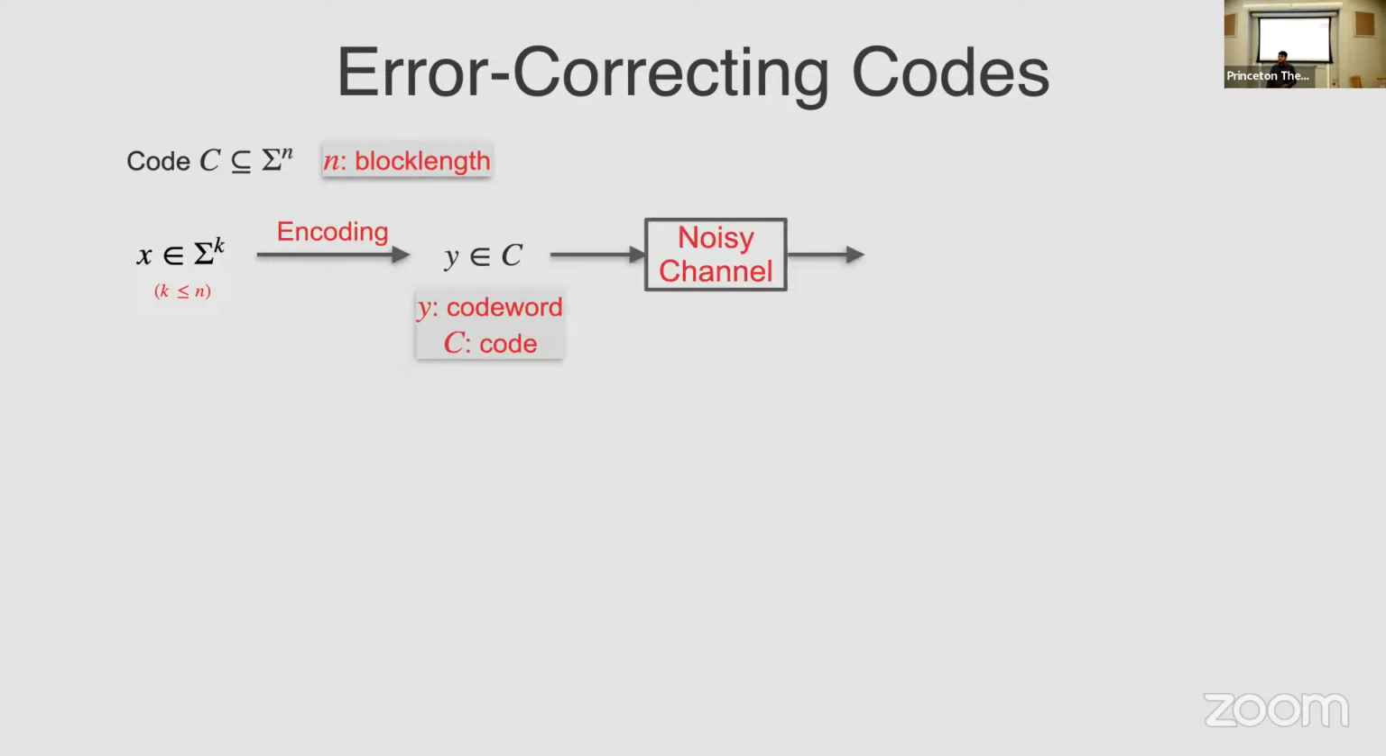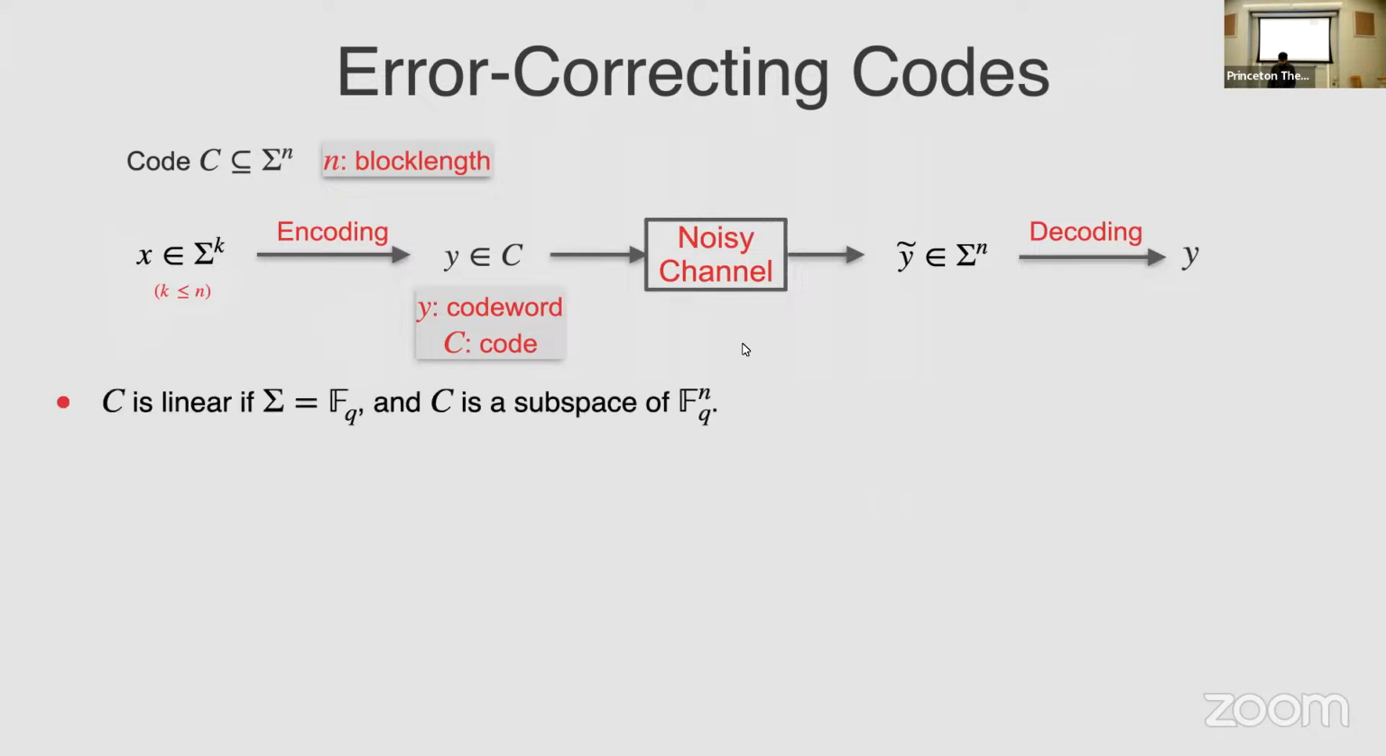And when this y is passed through a noisy channel, it will get corrupted to y tilde. And the hope is that the code should be designed in a way that, given access just to y tilde, we should be able to recover what y was. And this is through a process called decoding. So this is the task of decoding. The code C is called linear if it is not just a subset of sigma to the n, it's a subspace. And for this, we want sigma to be identified with a finite field, let's say Fq.